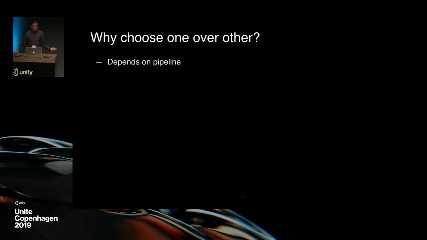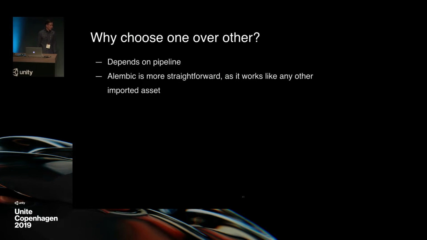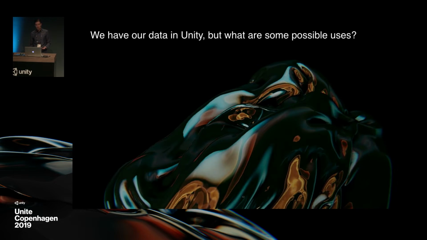But really, at the end of the day, it depends on your pipeline. Alembic is definitely a more straightforward asset type to work with inside of Unity, as it works just like any other asset format. But at the end of the day, USD is considerably more flexible, but that comes at the cost of additional complexity. So we have our data inside of Unity, so what can we do with it?